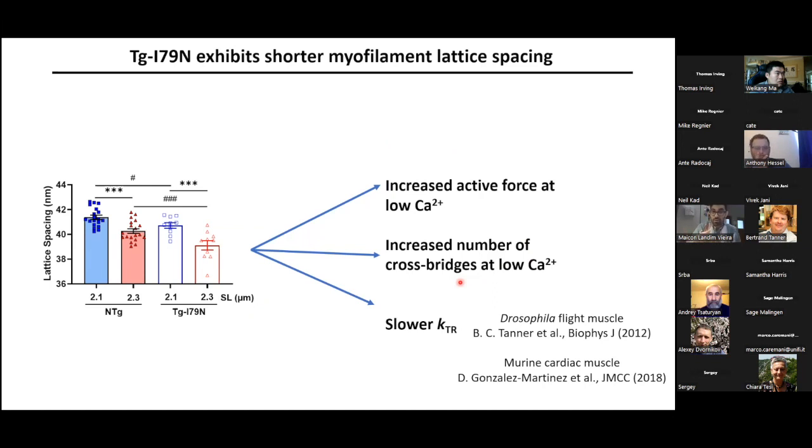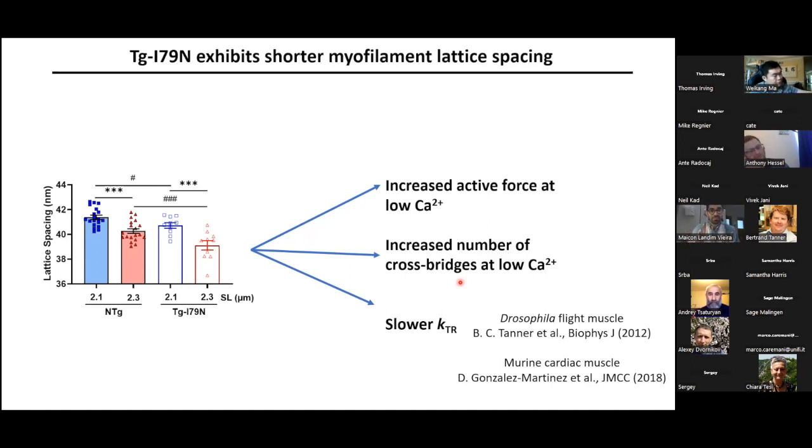And when we searched in the literature, we found a paper where this group did some experiments with Drosophila flight muscle and showed that the cross-bridge kinetics are slower when the myofilament lattice spacing is reduced. And 5 years ago, we published a murine study showing that the cross-bridge kinetics are actually faster when the lattice spacing is increased. So this result plus the findings in the literature can actually help us understand what is going on, right?